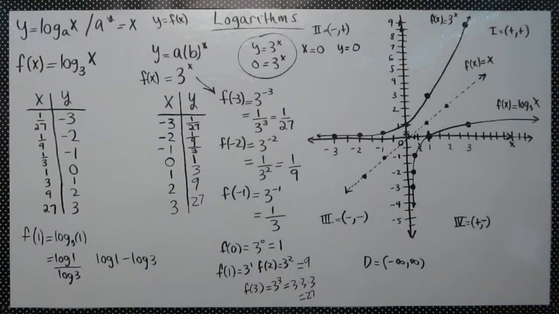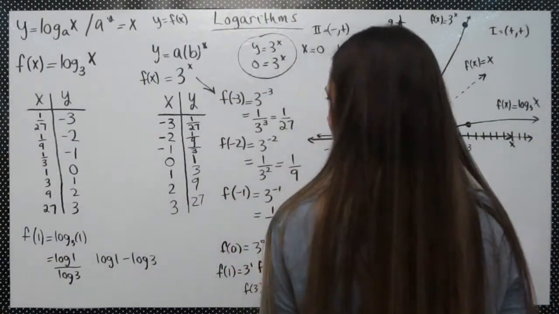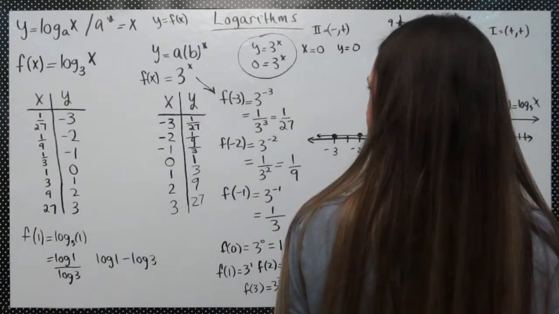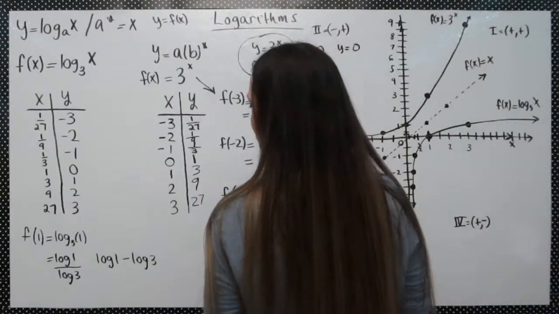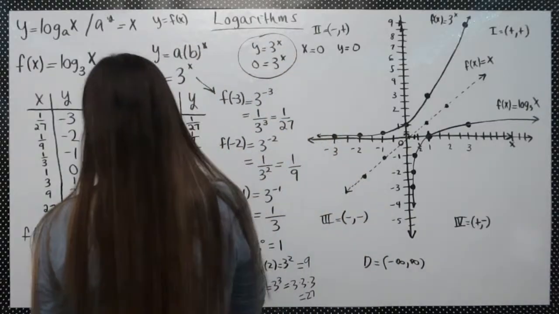So we have log 1 divided by log 3, and it's saying it's 0. Log 1 of log 3 is 0. Yes, it is. F of 1 is 0. Good. I do not know how, to be honest.